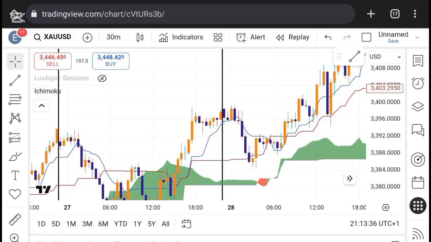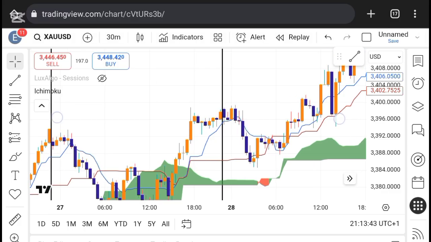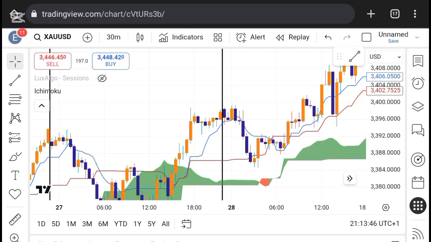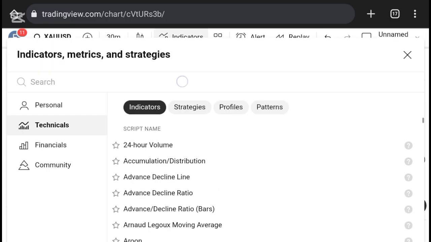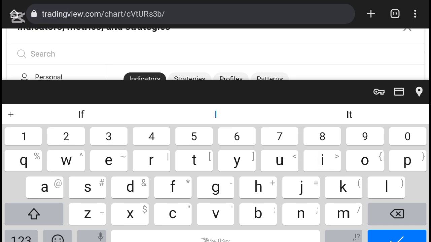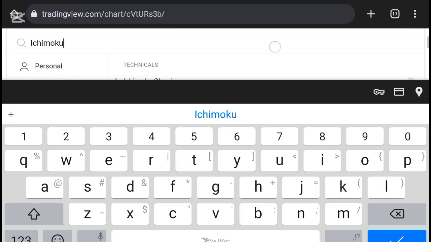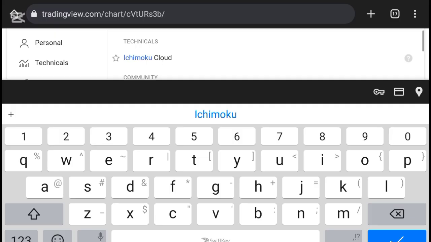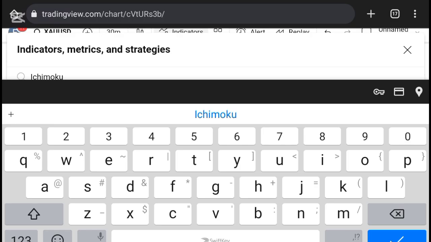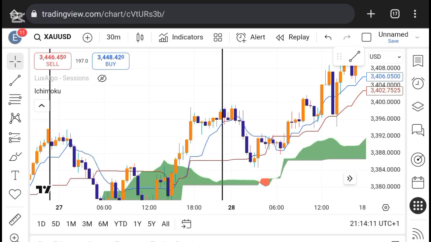So this is just your 5-minute strategy. So how are you going to implement this? First, you have to go to your indicator. Once you go to your indicator, you type Ichimoku Cloud. Once you type Ichimoku Cloud, this very one that you see here will pop up. Once that pops up, you click on it and you click done. It will appear on your screen.